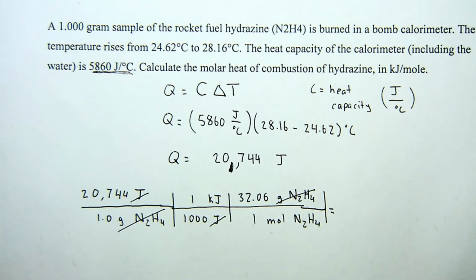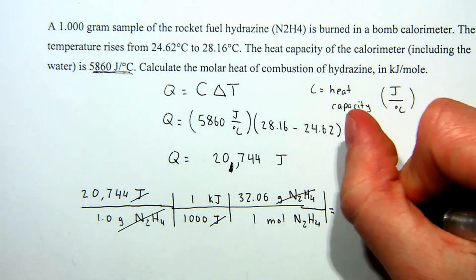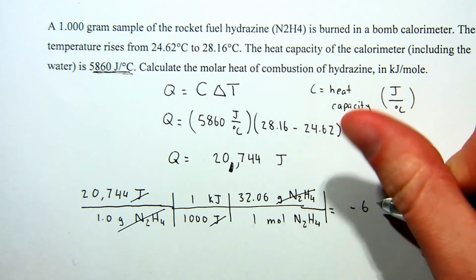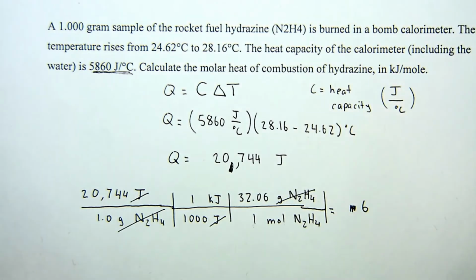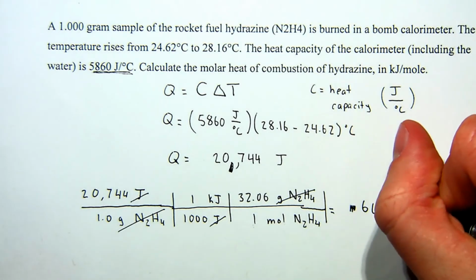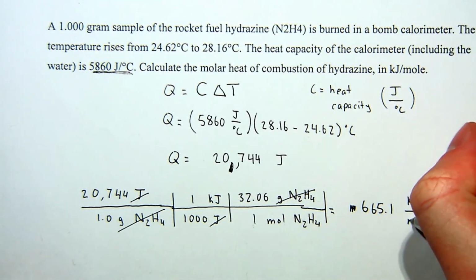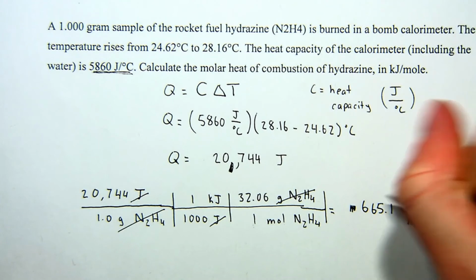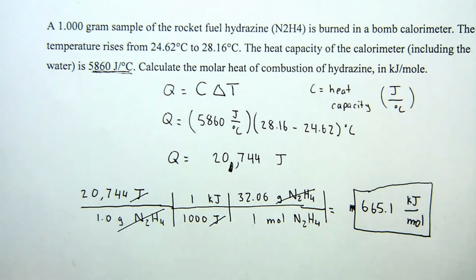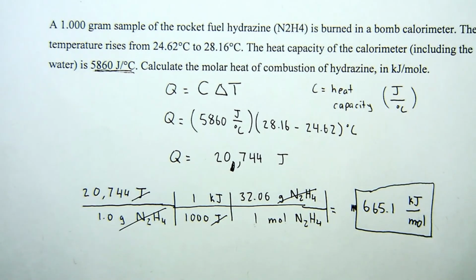So from here, you have to put this in your calculator, and you're just gonna, like any other stoichiometry, multiply across the top row and then divide by everything on the bottom row. So you should get negative 665.1 kilojoules per mole. So that is the heat of combustion for hydrazine.